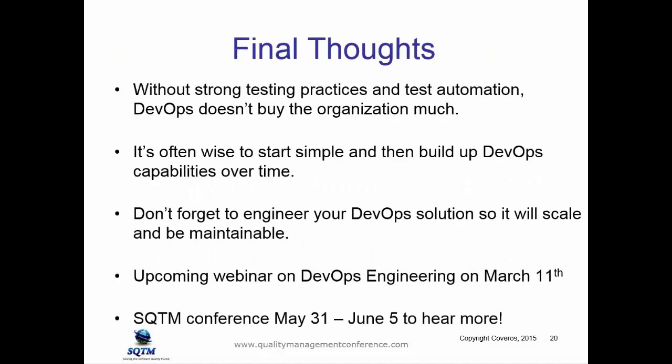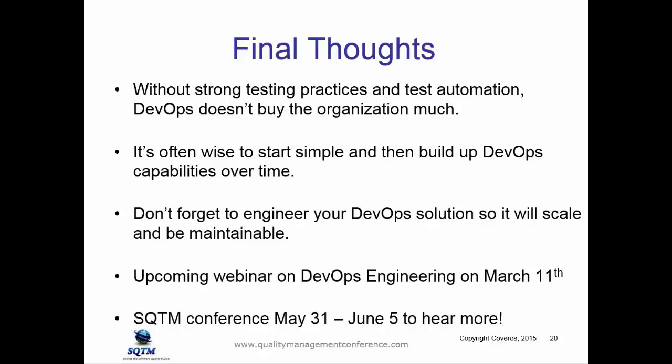Okay, so we're running out of time here. I want to leave a little bit of time if there are some questions. So, some final thoughts here. First of all, as you can probably tell from both the continuous integration and continuous delivery use cases, without strong testing practices and test automation, you're not going to get very far with DevOps.